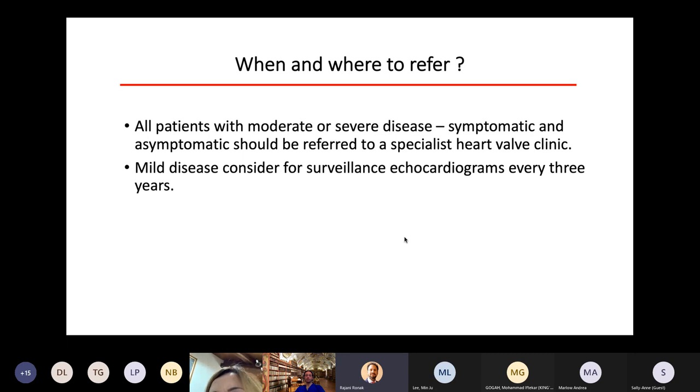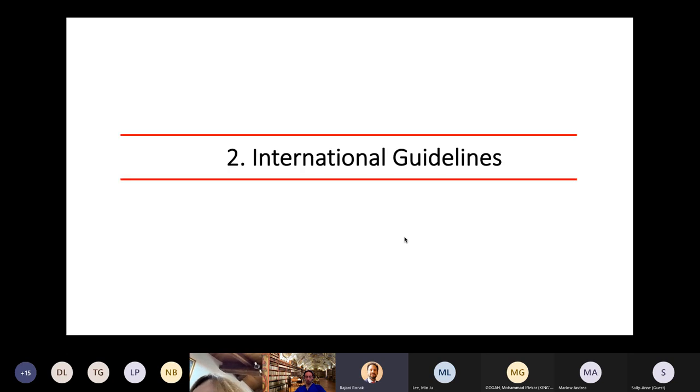So when and where to refer? I think that all patients with moderate or severe disease, symptomatic and asymptomatic, should be referred to a specialist heart valve clinic, such as the one that Alexandros runs at King's College Hospital or the Guy's service at Guy's and St. Thomas's. For mild disease, these patients generally do not require referral. You can consider surveillance echocardiograms, but this is usually managed in general practice every 3 years because they have a slow rate of progression.